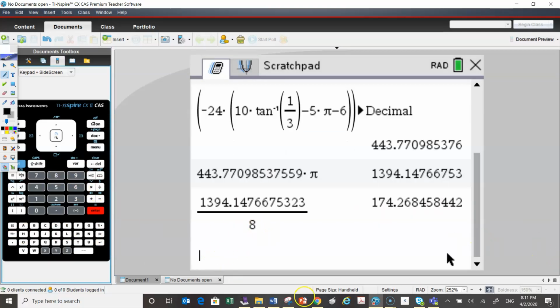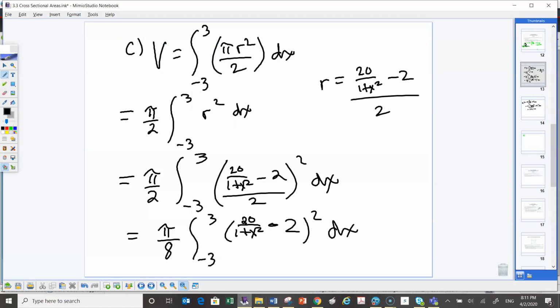And 174.268 would be the answer. So 174.268 would be the answer of the volume of my three-dimensional object, which is a semicircle.